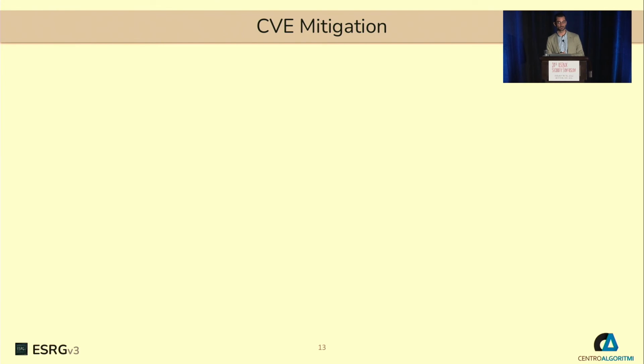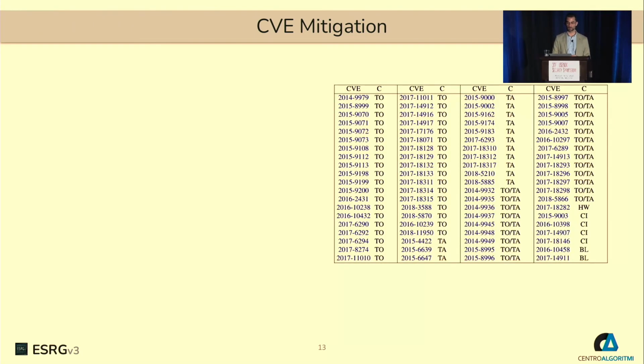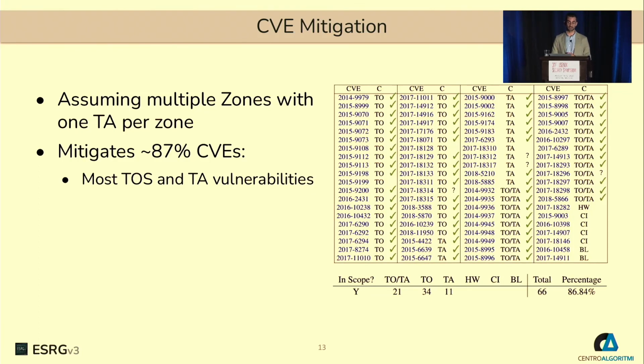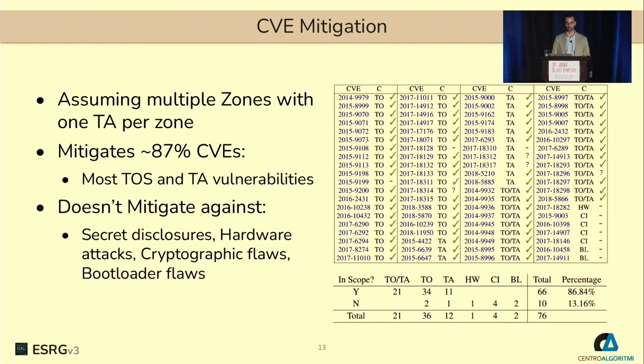Now, for security evaluation, in the paper we actually make one theoretical evaluation and one CVE mitigation. I'll only present the CVE mitigation. We gathered 80 security-critical CVEs and tried to assess how helpful ReZone is at mitigating them. We don't have enough information about some of them to make this assessment. We make an assumption that there are multiple zones executing in a system and there's 1 TA per zone. We conclude that ReZone can help mitigate nearly 87% of them, meaning that we can mitigate most trusted OS and trusted application vulnerabilities. However, ReZone doesn't mitigate against secret disclosures, hardware attacks, cryptographic flaws, or bootloader flaws.